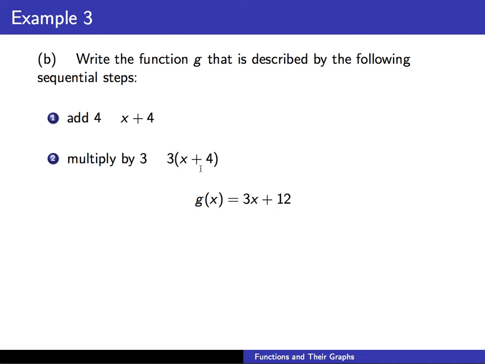So our g of x function could either be 3 times the quantity x plus 4 in parentheses, or you can distribute the 3 and get 3x plus 12. Either 3 times x plus 4 in parentheses or 3x plus 12 is an acceptable answer.